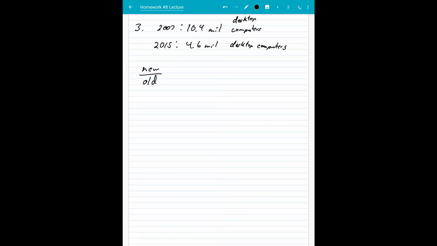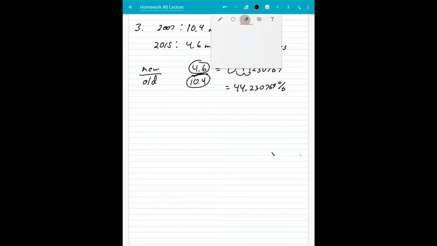This time our new is 4.6 and our old is 10.4. So we're going to be comparing those two. Go ahead and divide them out. 4.6 divided by 10.4. We get a rough number, 0.44230769. That's enough to write. So what that's telling us is, if we move the decimal over twice, 44.230769%. It's roughly 44% of this price right here. So it's only a fraction of it. Now, that's not the answer.